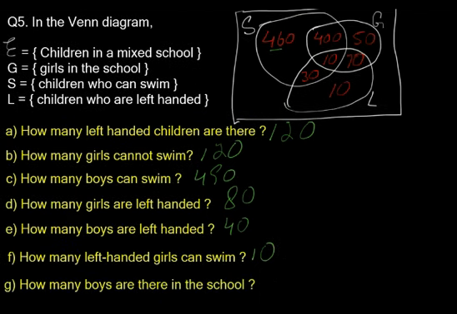In the last part, which is G part, it says how many boys are there in the school. So it's a very simple question. We have already sorted this out. The boys are 460 plus 30 plus 10. So 460 plus 30 is 490, 490 plus 10 makes 500. So there are a total of 500 boys in the mixed school.